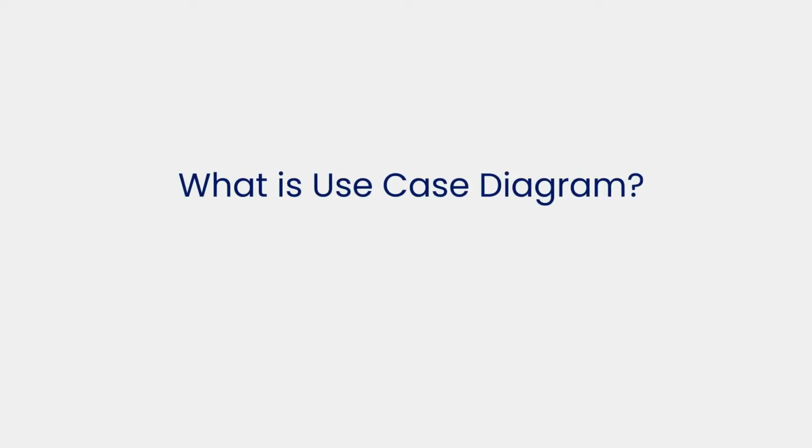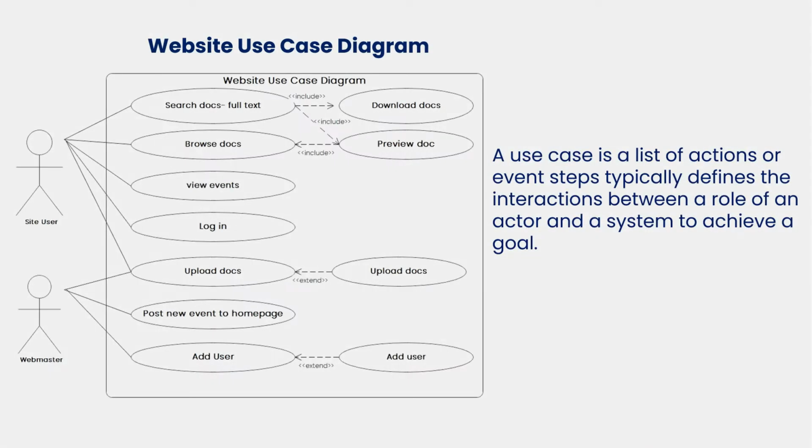Let's begin with understanding what a use case diagram is. A use case is a list of actions or event steps that typically defines the interactions between the role of an actor and a system to achieve a goal.